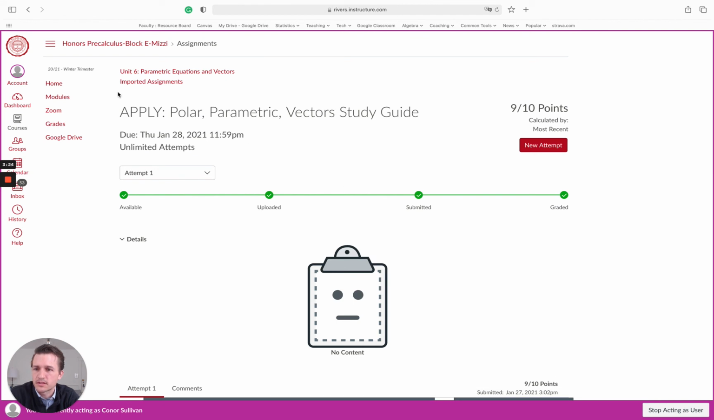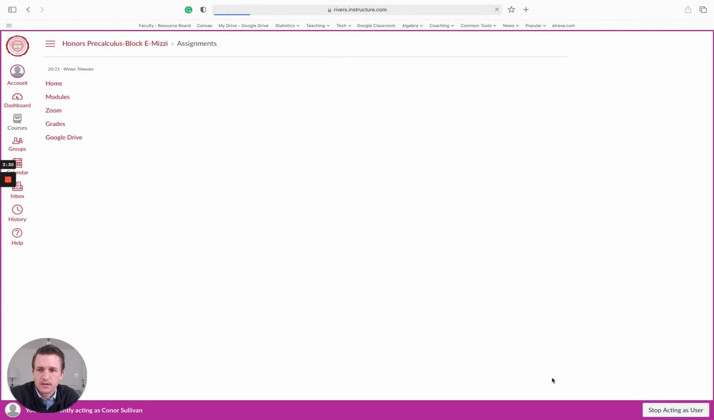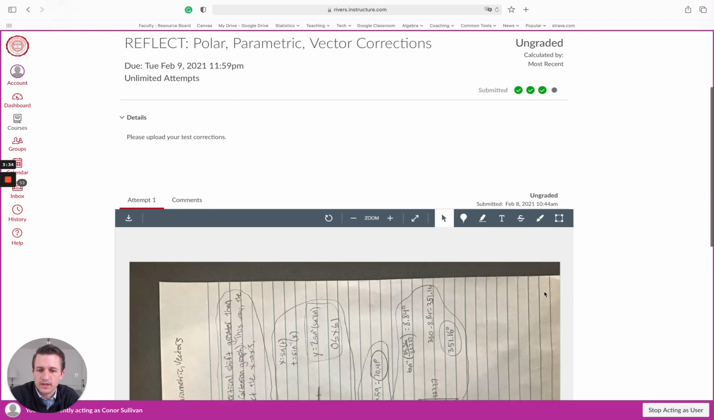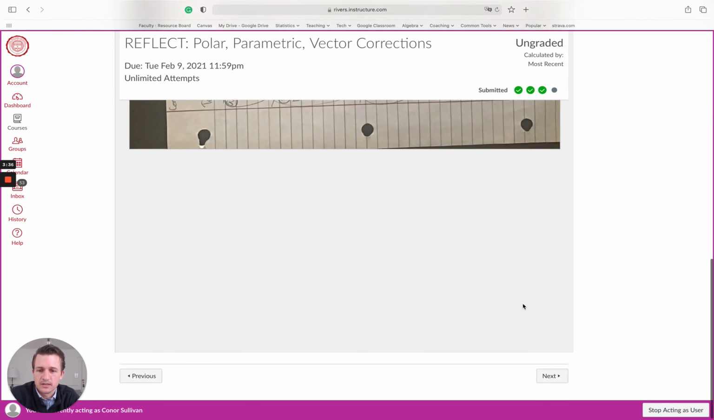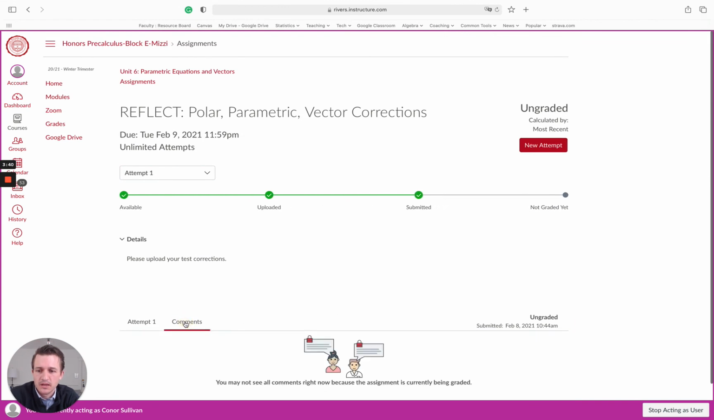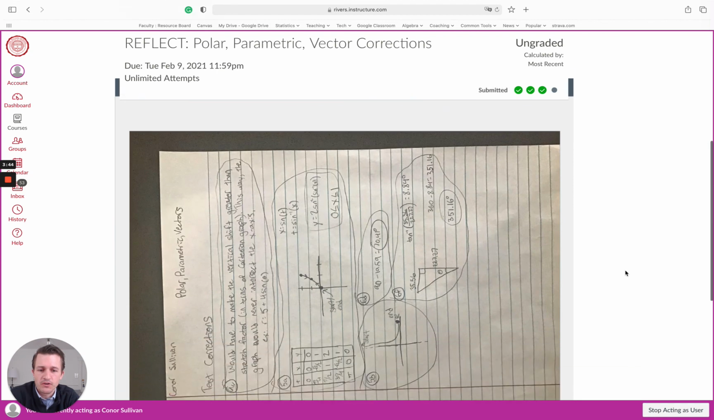Yeah, so this is the study guide, so that was also in there, and a reflect. Yeah, there is a reflect section, and Connor did this on paper, but again, see, it's right in the exact same spot, and they have access to all their attempts. So a great flow of the unit.